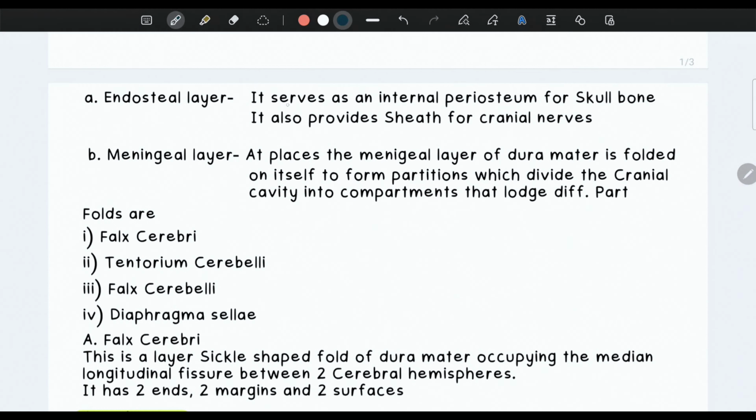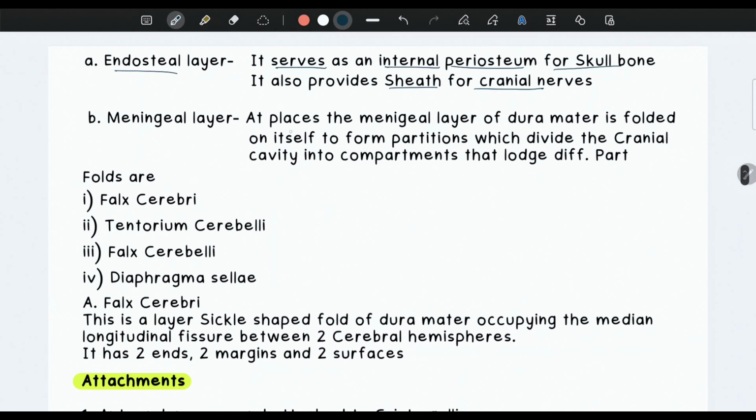The first one is the endosteal layer, which serves as the internal periosteum for the skull bone. It also provides the sheath for cranial nerves. We have cranial nerves in our brain, which are provided a sheath by the endosteal layer of dura mater. Then the meningeal layer of the dura mater is folded on itself to form partitions, which divide the cranial cavity into compartments and lodge different parts of the brain.